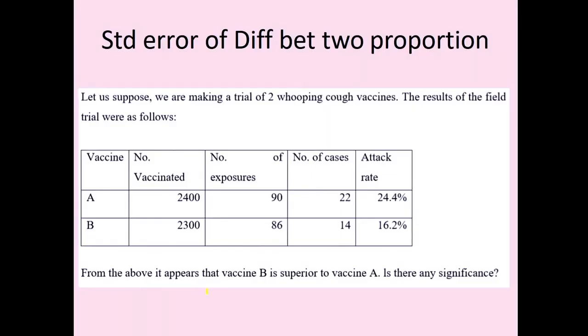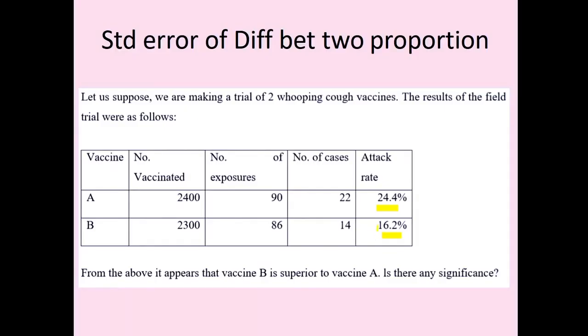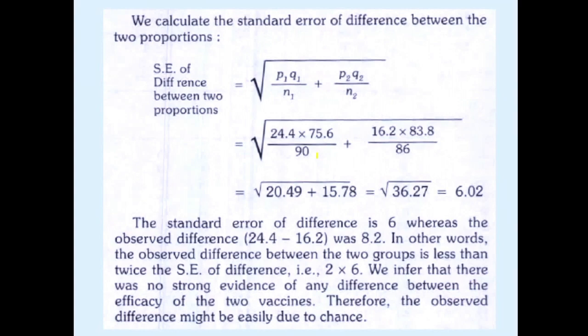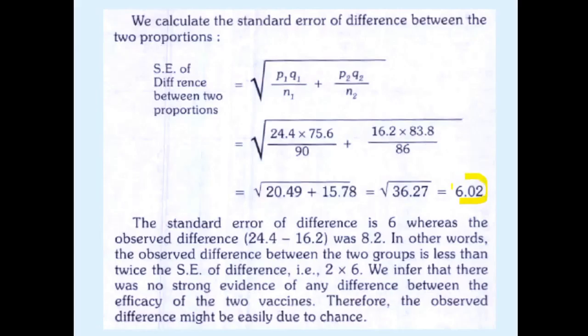Now, one more formula, the standard error of proportion. We have two proportions, 24.4 and 16.2, as the actual proportions, and the number of cases is also given. The formula is the square root of P1 Q1 by N1 plus P2 Q2 by N2. So with 24.4 and 16.2 as the proportions, and 90 and 86 as the number of exposed, we calculate the standard error of difference between two proportions. And then we calculate the observed difference, that is 8.2.